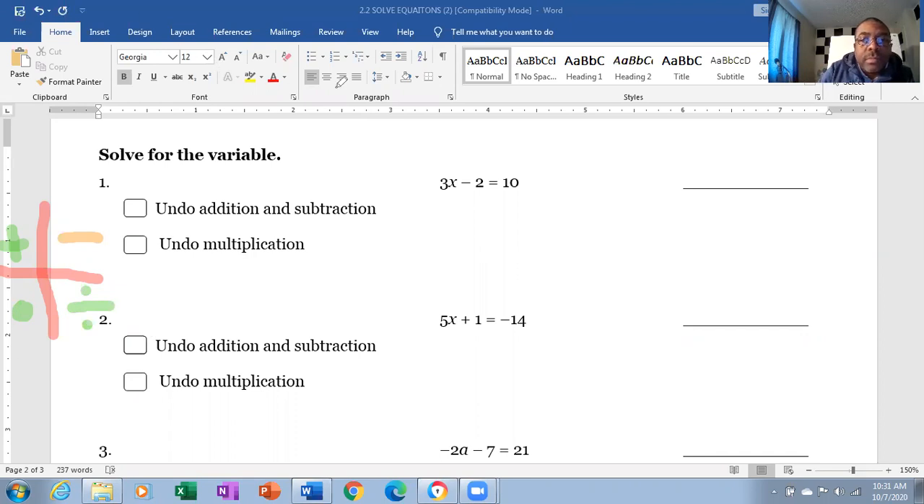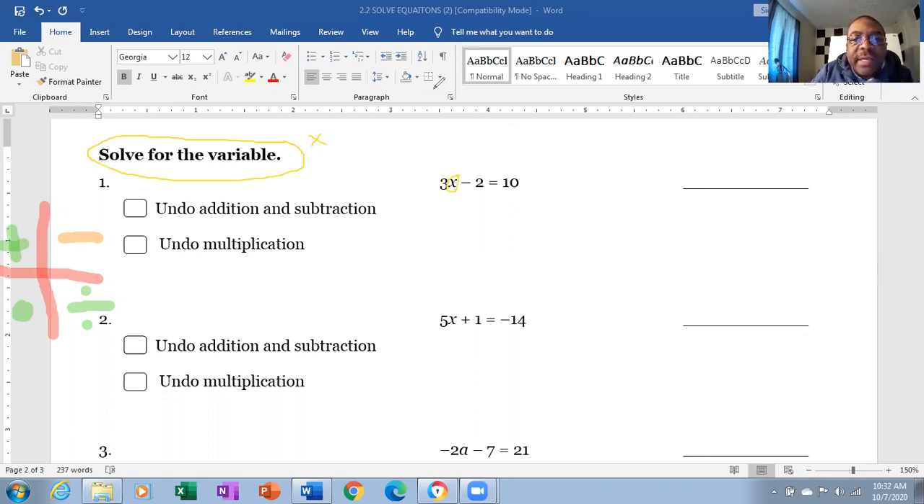So let us move on. 3x minus 2 equals 10. Now, what are we solving for? We're solving for the variable. What's the variable? The variable is x. We don't know what x is, so we're solving for x. We're solving for the variable. So here is the variable, 3x. So keep in mind, 3x is really 3 times x. So this is 3 times x minus 2 equals 10. We want to find out what x is.